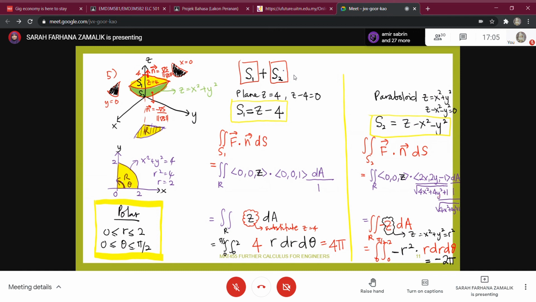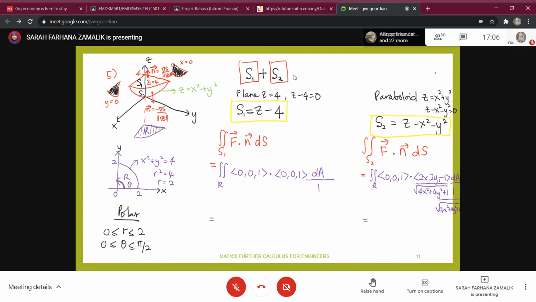So last one, S1 plus S2 which is 4 pi untuk S1 minus 2 pi untuk S2. Answer is the surface integral here is 2 pi. Okay. Siapa yang tak dapat tu check lah balik awak salah apa-apa kat mana. Adalah tu. Mesti ada. Alright, so that's all for surface integral.